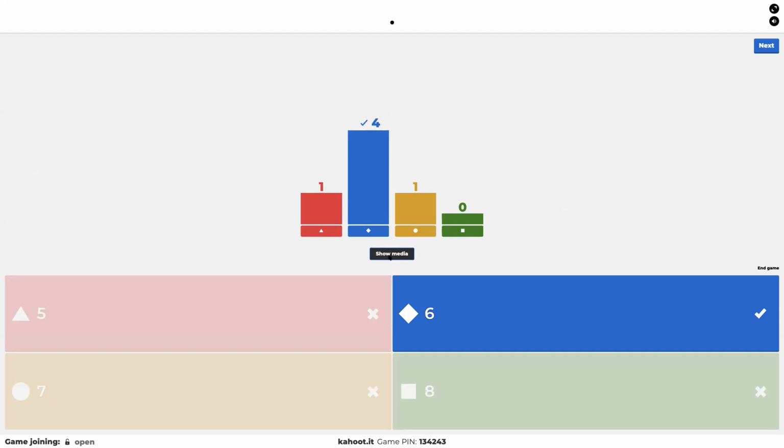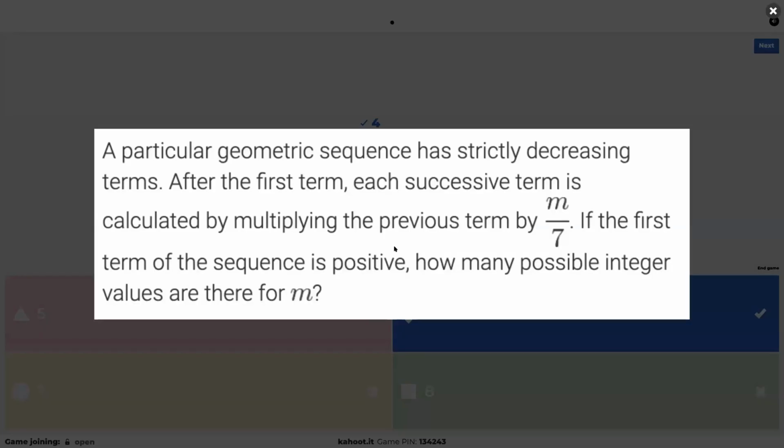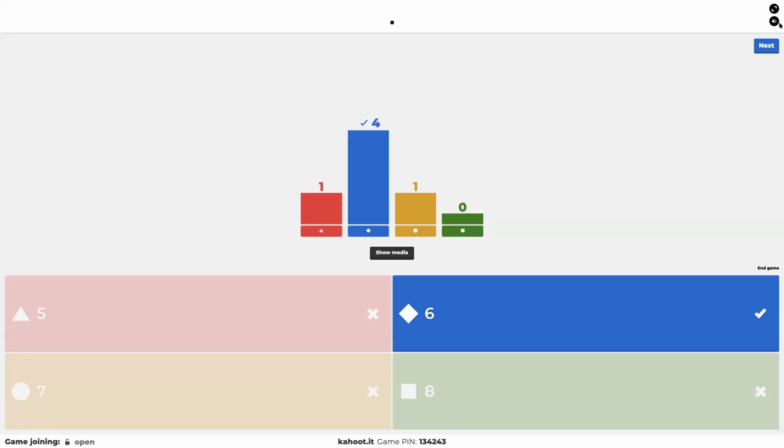All right, so in order for the sequence to have strictly decreasing terms, m over 7 has to be less than 1, which is the common ratio. So m can be from 1 to 6. So there are 6 possible values.